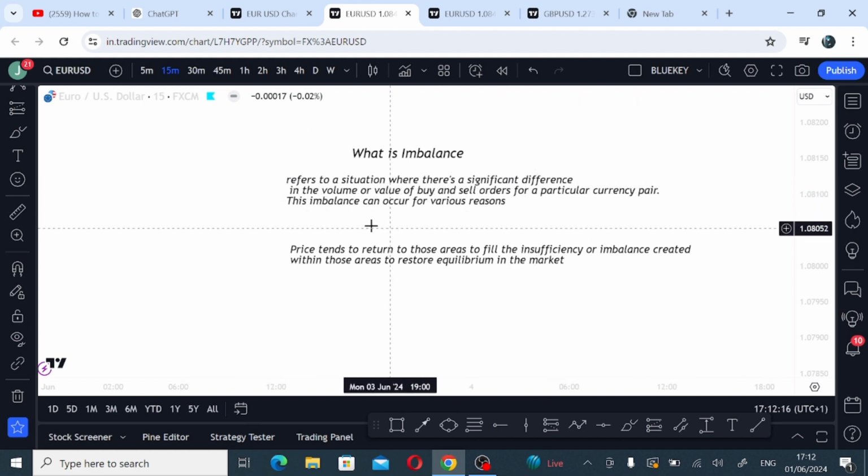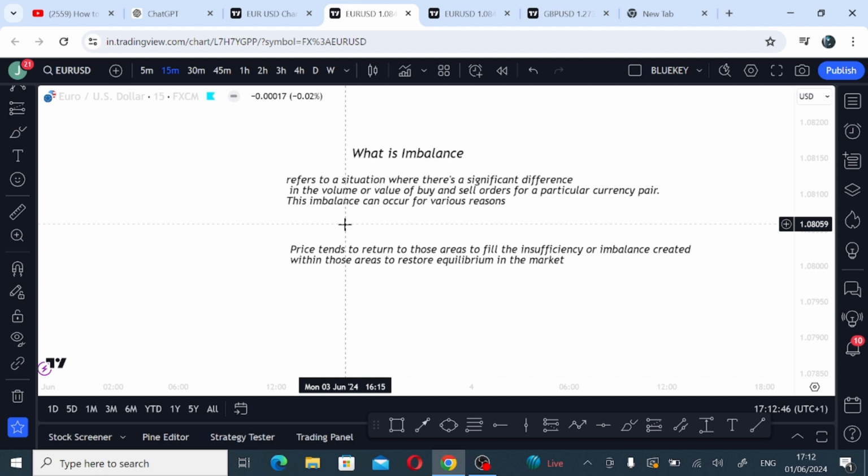This imbalance can occur for various reasons. Obviously there are reasons why we could have a one-sided market, which creates an imbalance, right? One of the reasons is market sentiment. We could have a bullish sentiment in the market, for example, where the market is just buying, so we have more buyers in the market without a corresponding selling power or pressure to fill up those imbalances, which will in turn create imbalance in itself, right?